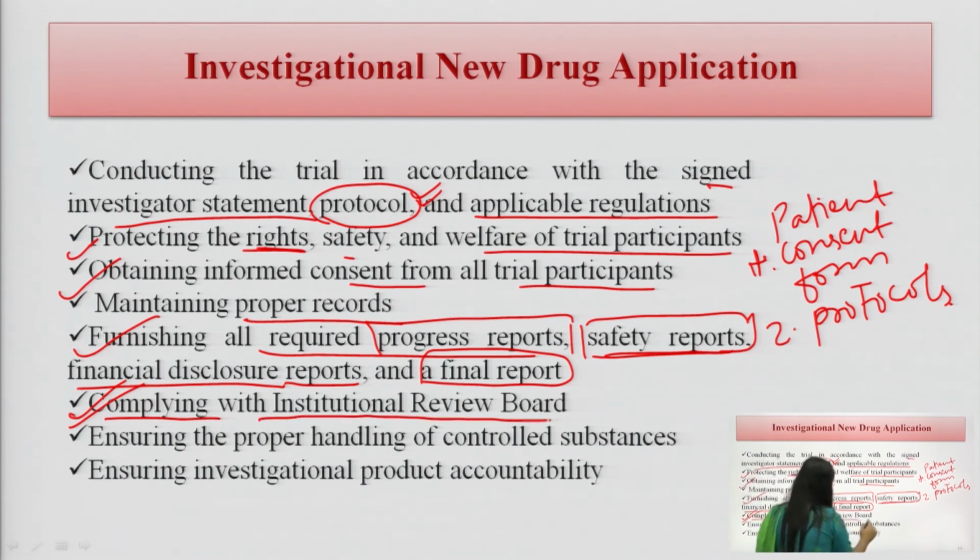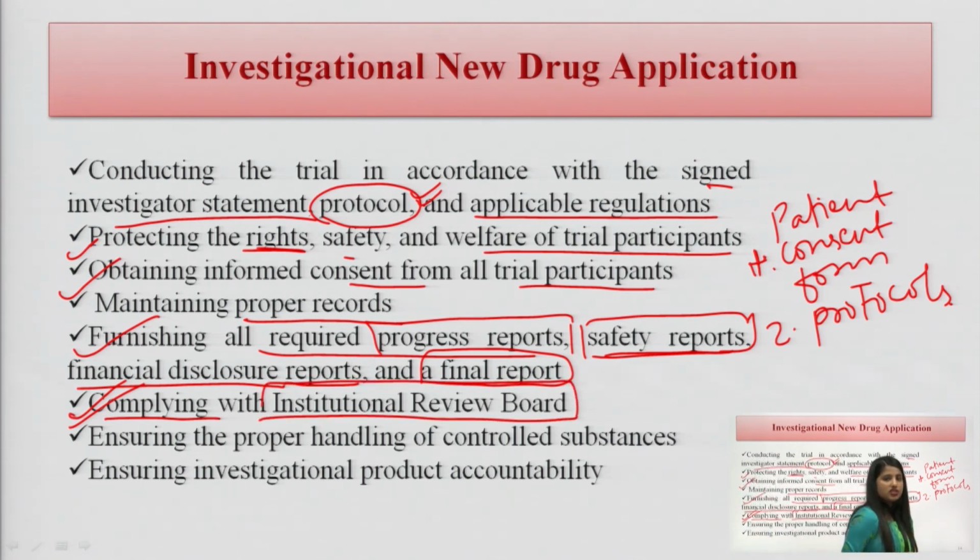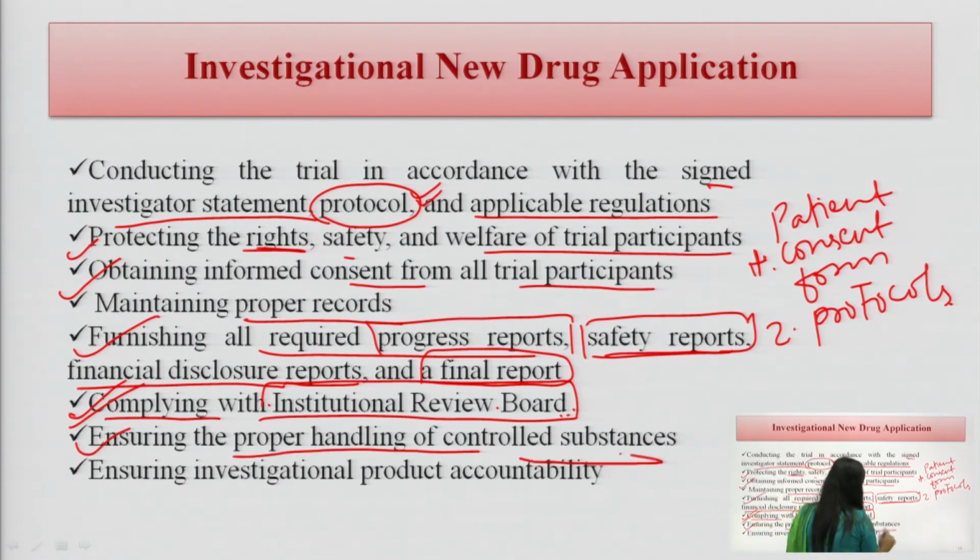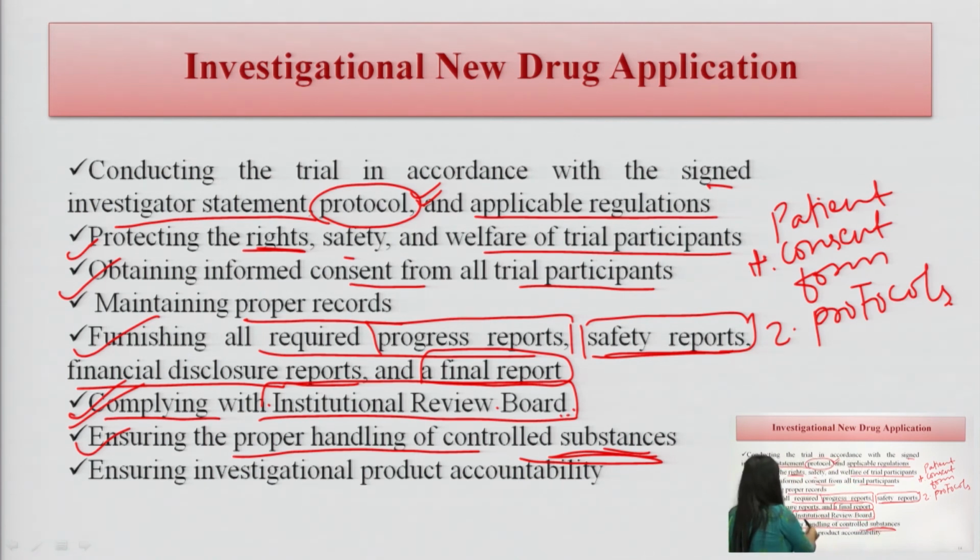Complying with the institutional review board, whatever recommendations are given by the IRB, the investigational review board, they should be followed. So what recommendations are given by the investigational review board is also put in while filing the application. Another, ensuring the proper handling of controlled substances, meaning how you are going to handle the new drug. So labeling, packaging, everything should be written.